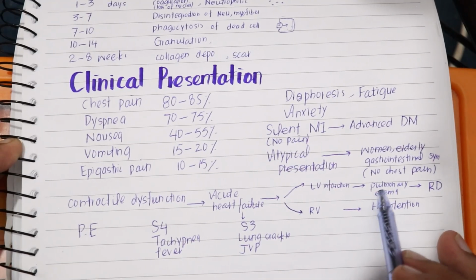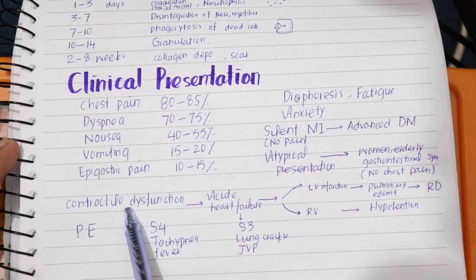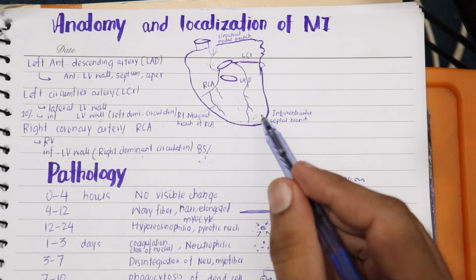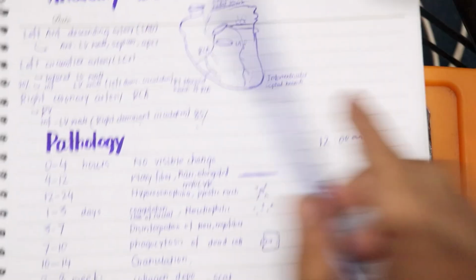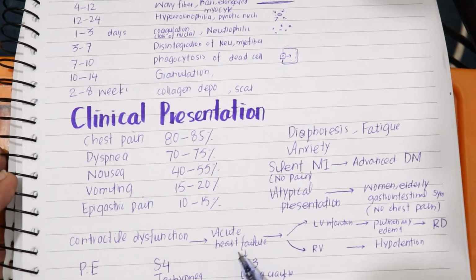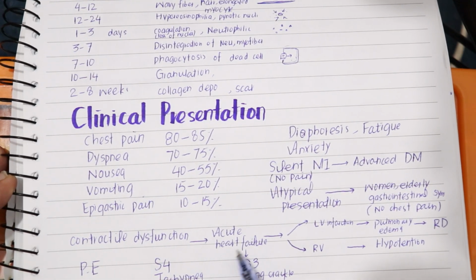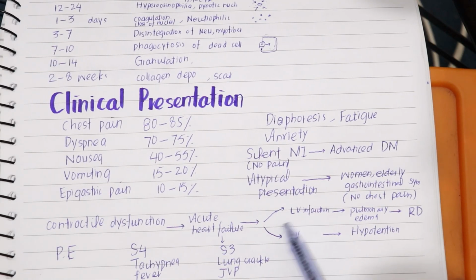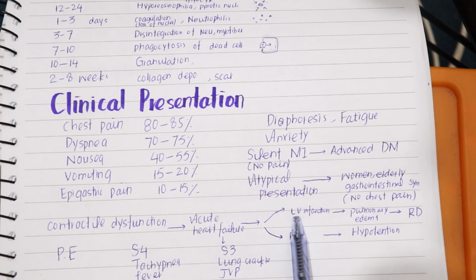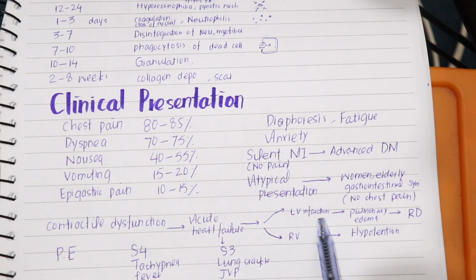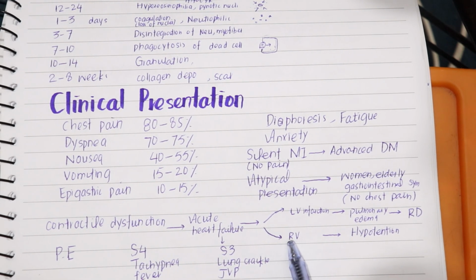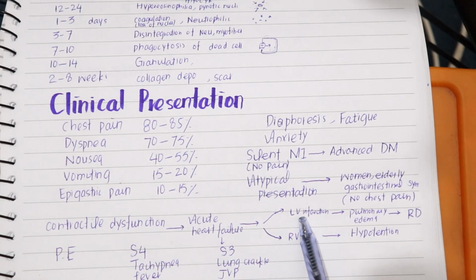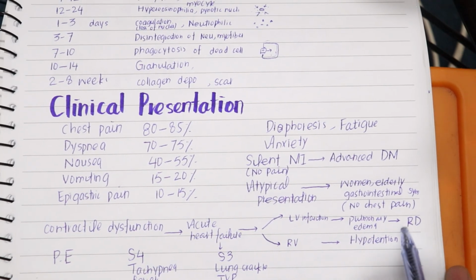pain. So there is contractile dysfunction. Obviously the heart, this portion of the heart, suppose it is dead, now its ability to contract is lost. So it's contractile dysfunction that causes acute heart failure. It is now divided into left ventricle infarction and right ventricle infarction, depending on involvement. In left ventricle infarction, there is pulmonary edema and respiratory distress.